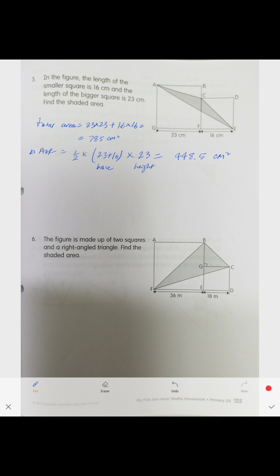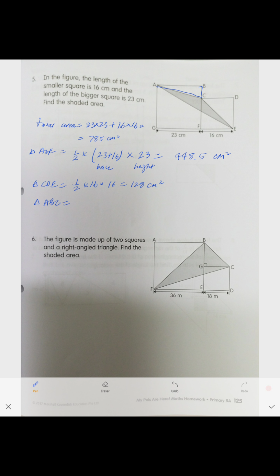Now we need to get this smaller, middle-sized CDE triangle. This is simple, square sides, 16 and 16, because the side of the square is 16. All right, so 1 over 2 times 16 times 16 is 128 square centimeters.